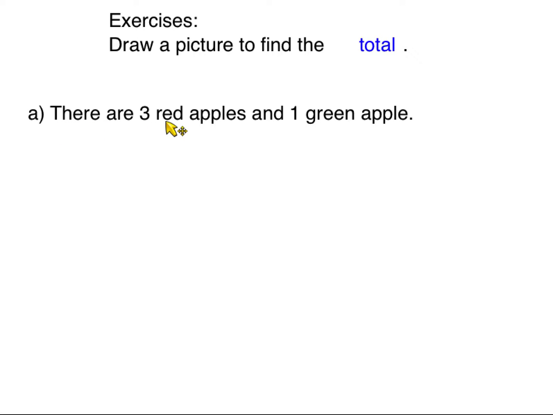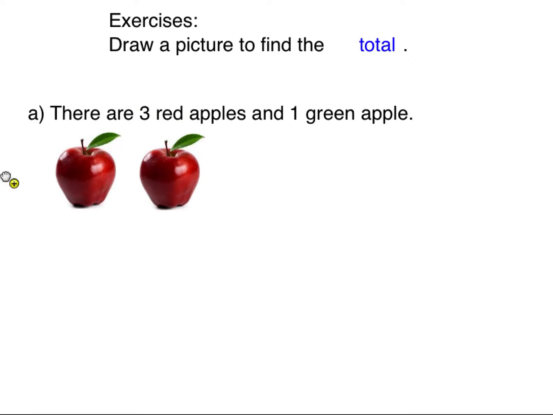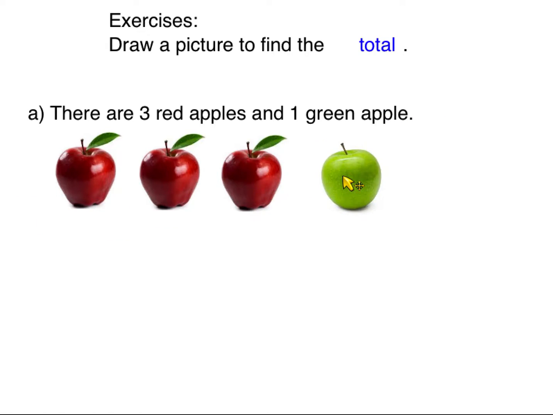There are 3 red apples and 1 green apple. So, let's draw 3 red apples. Bet you didn't know I was so good at drawing. And 1 green apple. And the total is how many apples? 4. So these are the parts, 3 and 1, for 4 altogether.